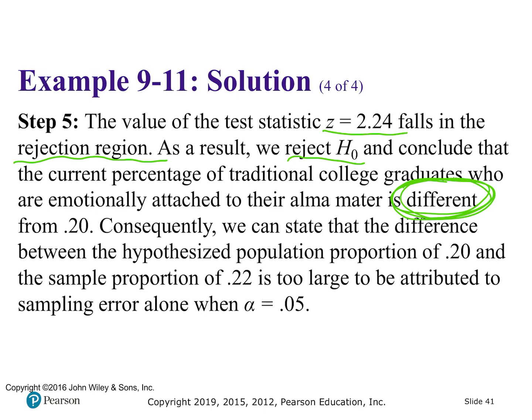So we can state that the difference between the 20% and the 22% is too large to be attributed to sampling error alone. So yeah, something's going on. Something's different about this survey.